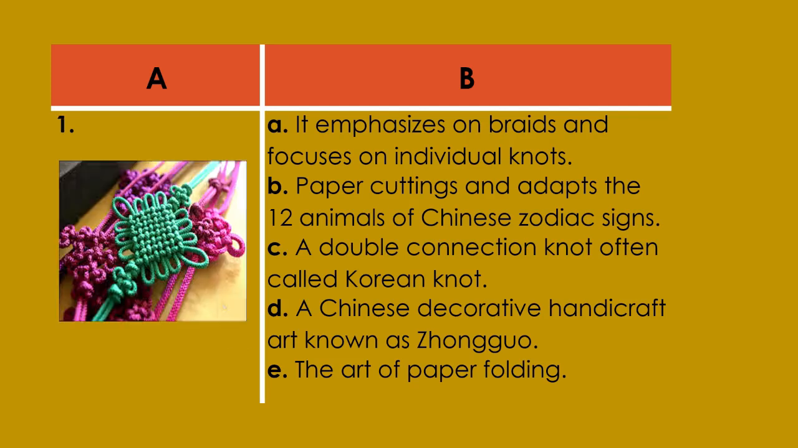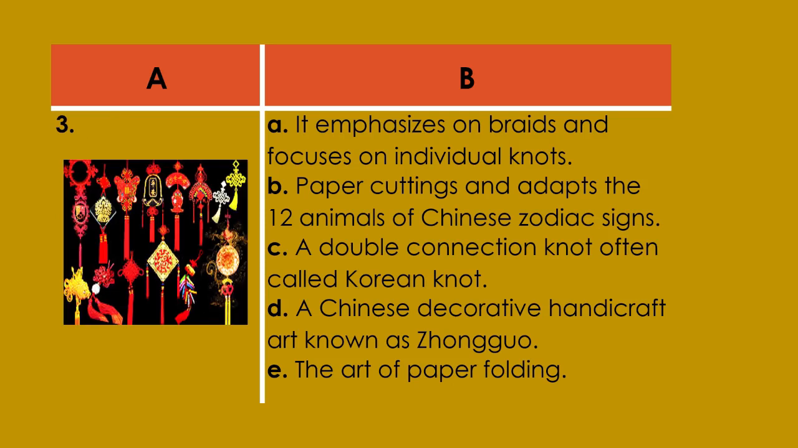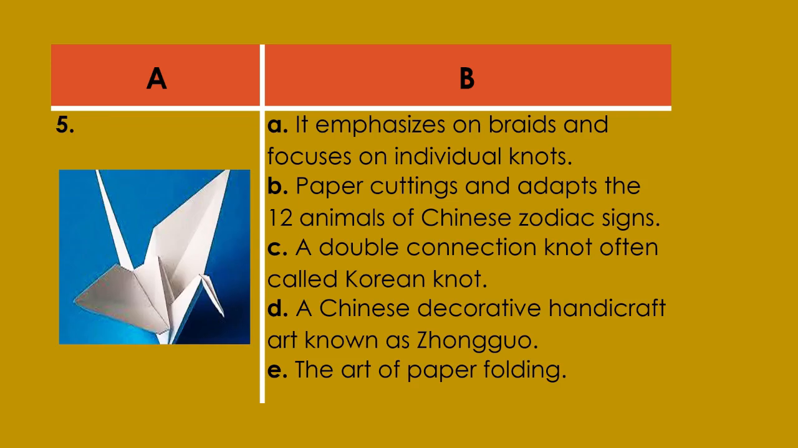Let's start first with number 1. The answer is? That is correct. Letter C. For number 2, the answer is? That is A. For number 3, the answer is? That is D. For number 4, the answer is? That is correct. B. And for our last item, number 5, the answer is, that is correct, E. How much score did you get?